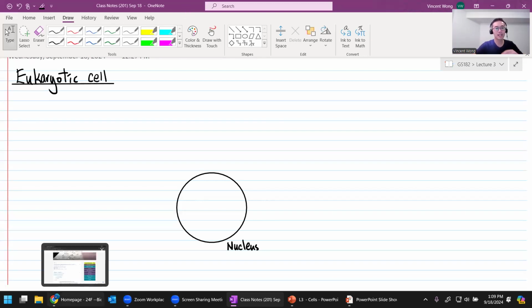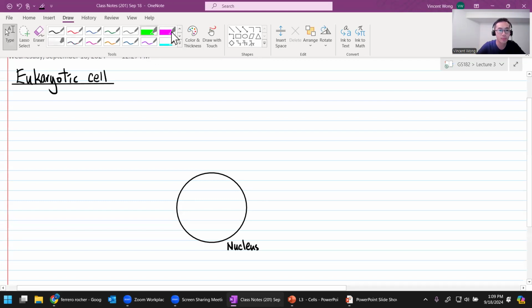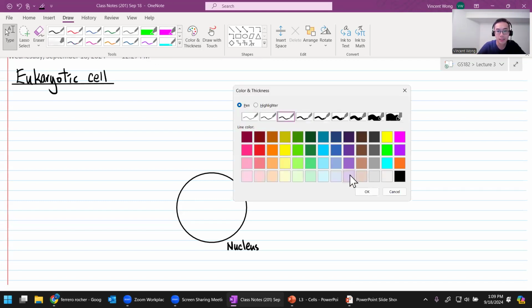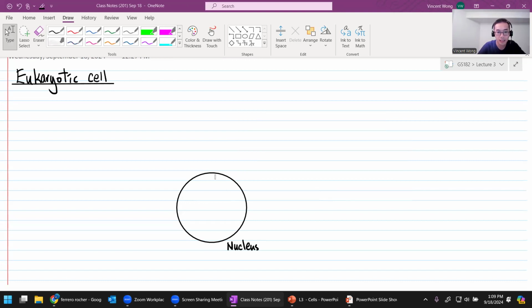Now, the nucleus is actually surrounded by a membrane, okay? And we're gonna draw the membrane here for you. I'm gonna get a highlighter here. And I'm not gonna color the whole thing. I'm just gonna color a little bit of it, like so. Like that. And I want to open it up so that we can see the inside.